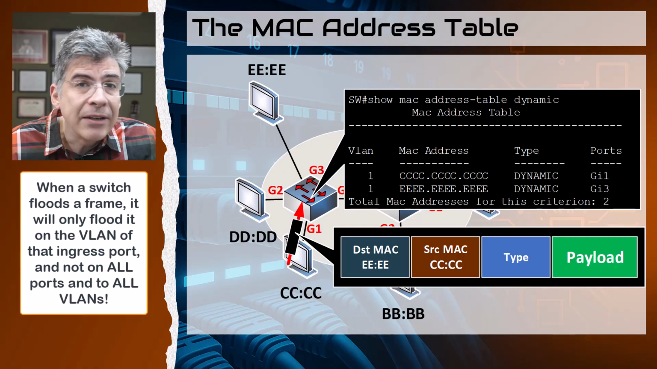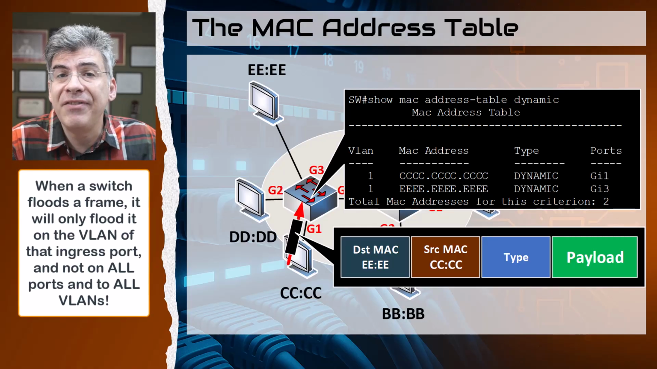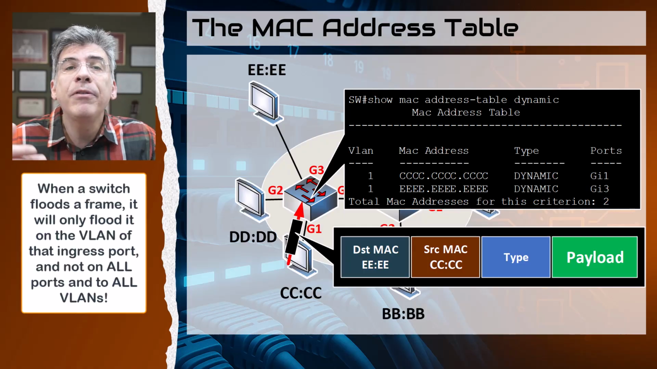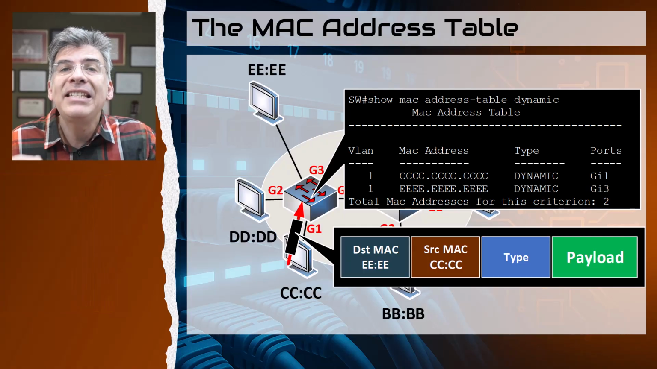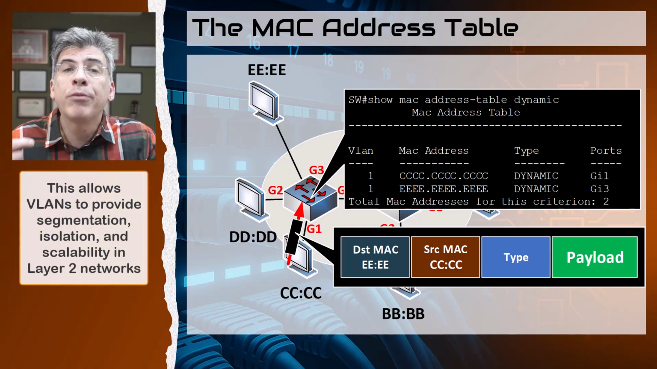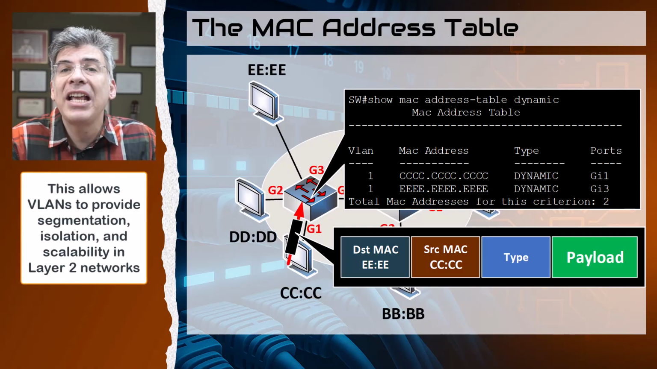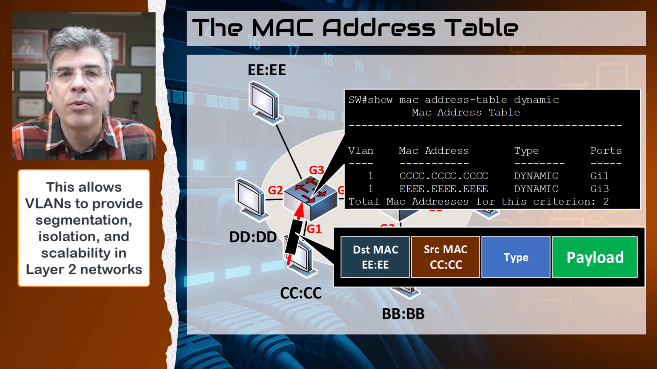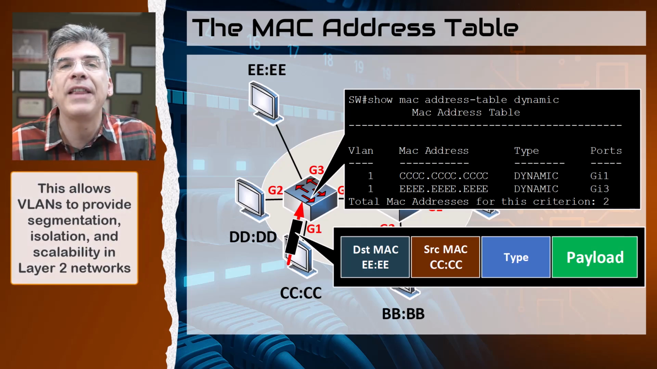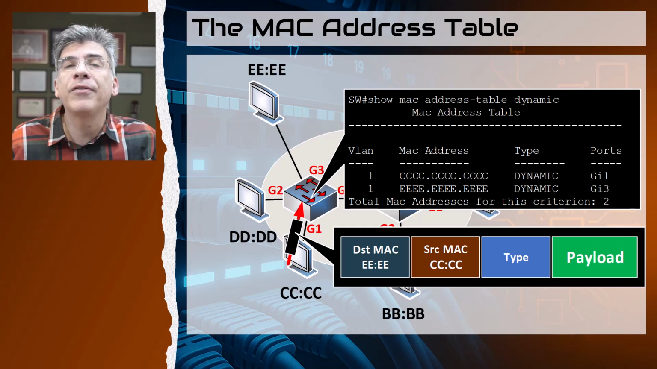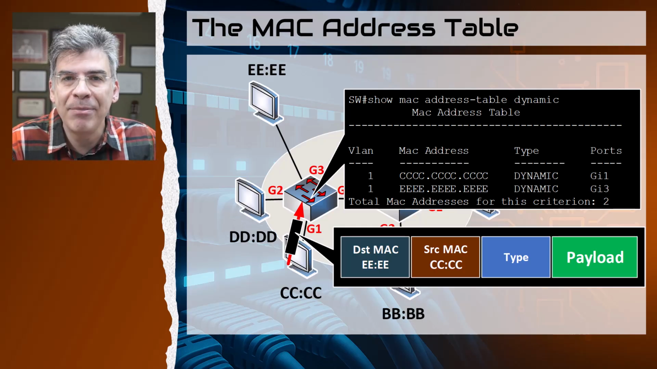When a frame arrives, the switch first identifies the VLAN it belongs to, and then performs the MAC address table lookup within that VLAN scope. This is what allows VLANs to provide proper segmentation, isolation, and scalability in layer 2 networks. But we'll talk more about VLANs in a later video, so stay tuned for that. So that's an overview of the MAC address table.